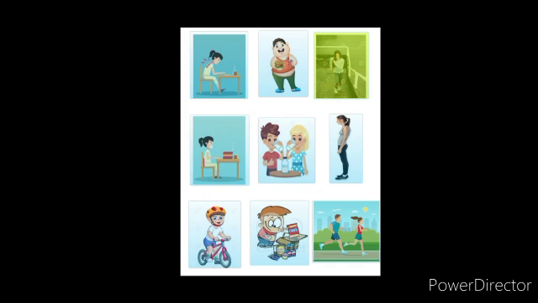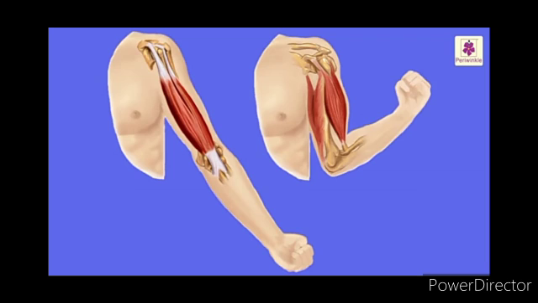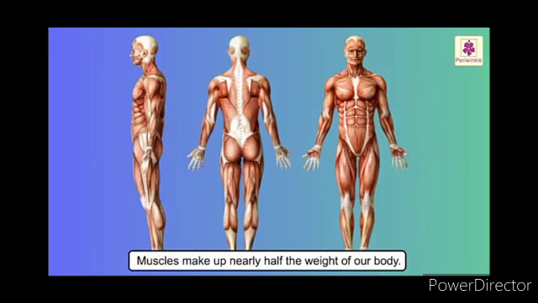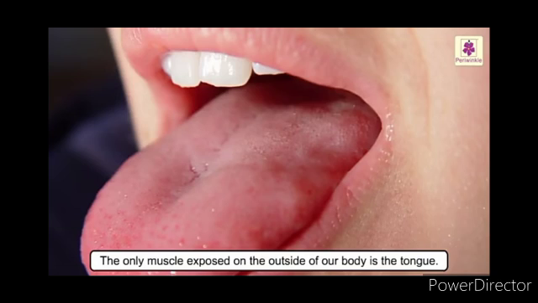Okay, students, now let's watch a small video about muscles. Now, let us learn about the softer part of our body, that is, the muscles. Our bones cannot move on their own. They are covered with body tissues that expand and contract, thus causing movement. These body tissues are called muscles. Muscles make up nearly half the weight of our body. They provide the push and pull which the bones need to bring about the movement. The only muscle exposed on the outside is our tongue.